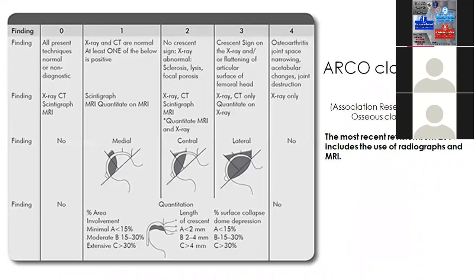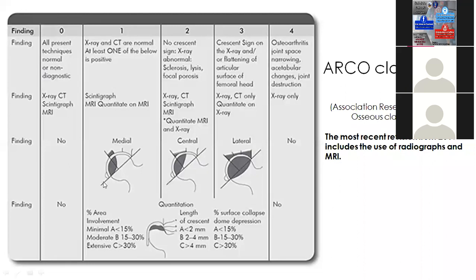This is another classification. It's called ARCO, the Association Research Osseous Committee. For the most recent classification, done last year, they put the stages over there, and then the finding, combined with scintigraphy, the bone scanning, and CT, X-ray and MRI, to make a more quantitative evaluation of the affected area of the femoral head.